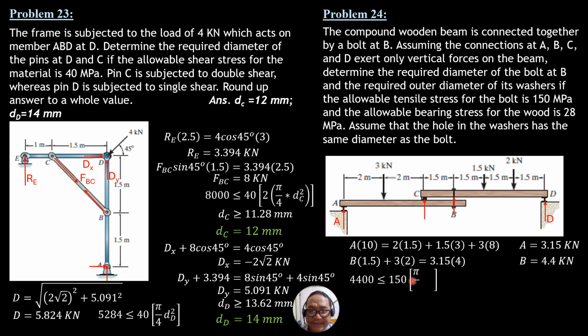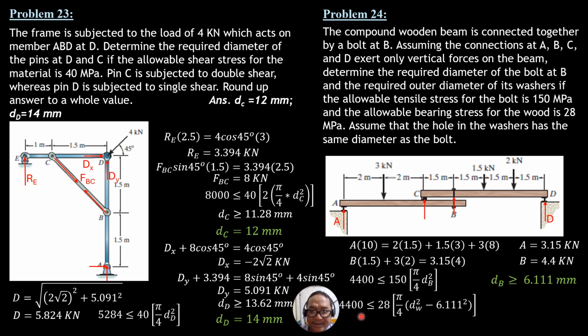So the force at B is 4,400 newtons, or 4.4 kilonewtons, and this 4.4 kilonewtons is less than or equal to the allowable normal tensile stress, which is 150 times the area of this bolt, pi over 4 times the diameter of the bolt at B squared. So the diameter of the bolt at B should be greater than or equal to that value.